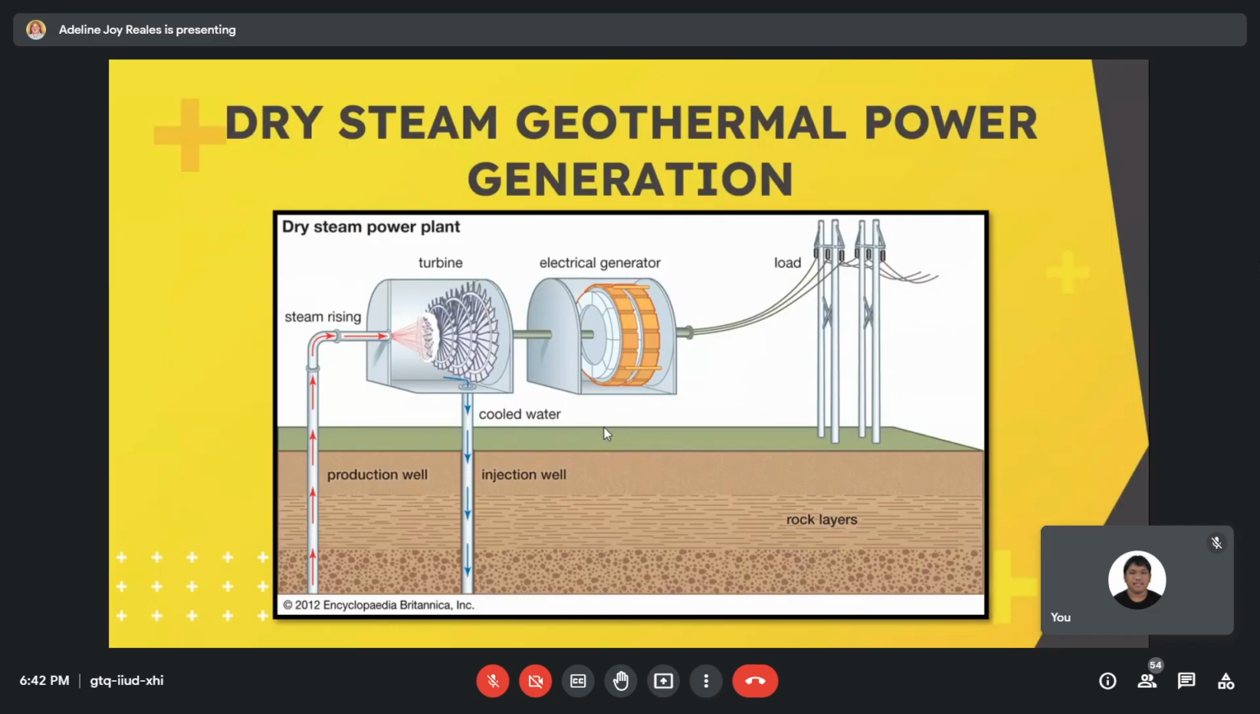So the dry steam geothermal power generation simply collects rising steam from the ground and uses hydrothermal fluids that are primarily steam. So the steam travels directly to a turbine, which drives a generator that produces electricity. The steam eliminates the need to burn fossil fuels to run the turbine. And these plants emit only excess steam and a very minor amount of gases.